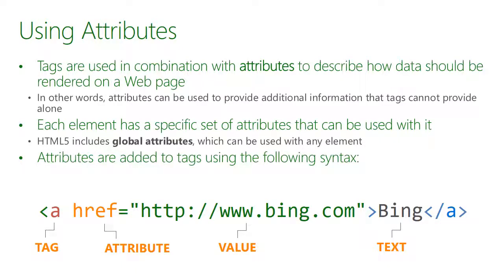Okay, so let's have a look at the syntax then. In this particular example, we're looking at the A or anchor tag, which is used for hyperlinks. So A is the tag. We've got the opening tag and the closing A tag at the end of the line. And href is the reference to the actual page, and that is the attribute. And then the value of that particular attribute is, in this case, www.bing.com. So that's the value. And then we have the text between the opening and closing anchor tags.